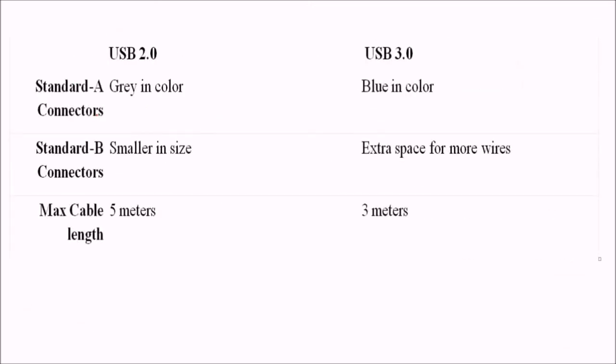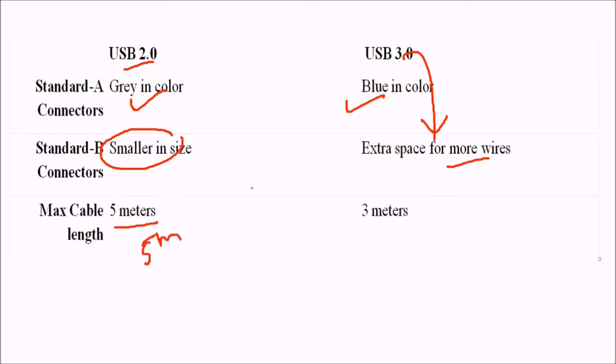The standard A connectors and standard B connectors of USB 2.0 are normally grey in color, while in 3.0 you'll find them blue. USB 2.0 standard B connectors are smaller in size, and extra space for more wires in 3.0 is always there. The maximum cable length for USB 2.0 is 5 meters and for USB 3.0 is around 3 meters.